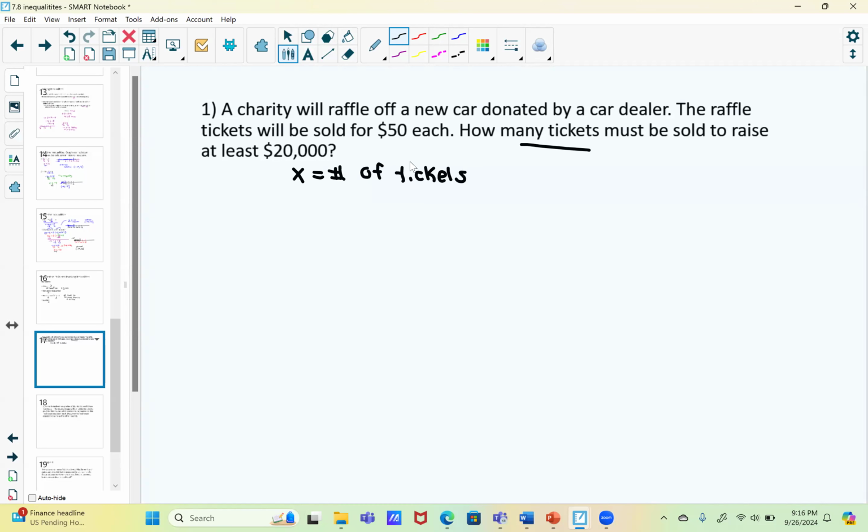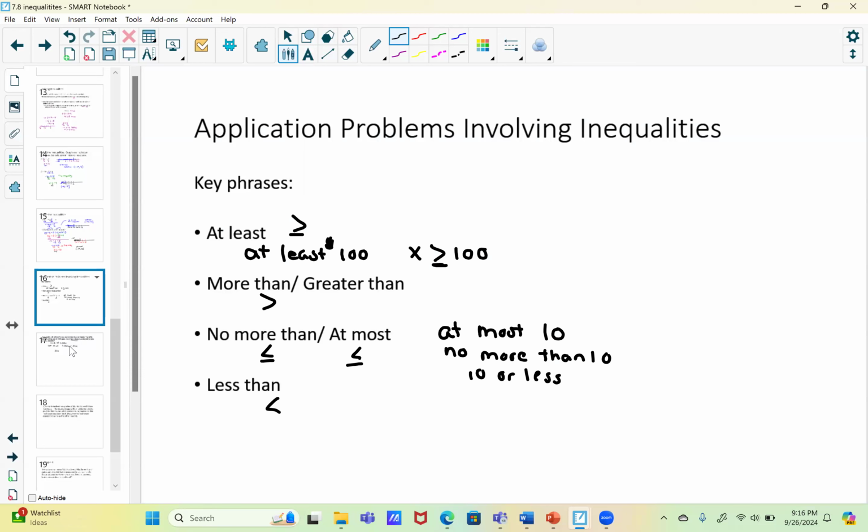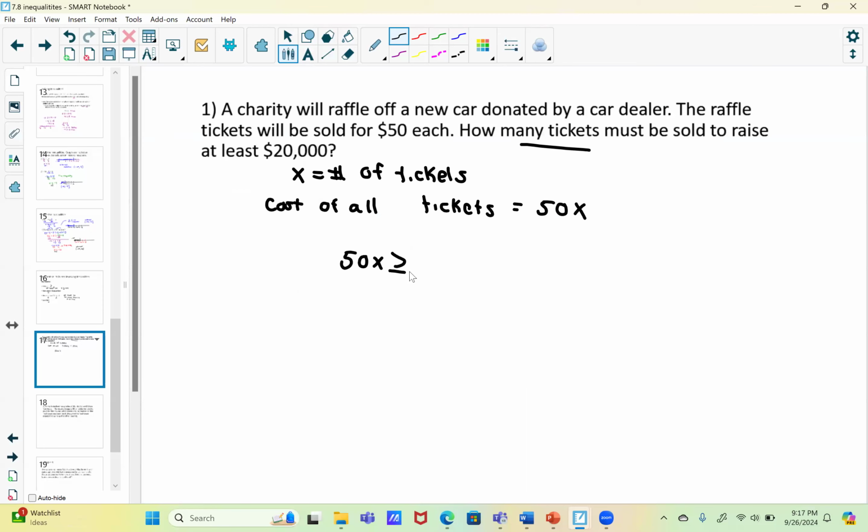The raffle tickets will be sold for $50 each. So to get the total of all the tickets, we would take $50 and multiply it by x. Then $50 for each ticket times how many tickets would give me the profit. And then we want it to raise at least 20,000. So we want 50x, and again, at least is greater than or equal to. The lowest we want it to be is 20,000. And so this would be the inequality.